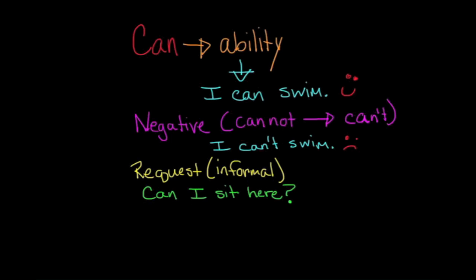One thing to note about can, or a hint about can, is the present form. So in the past, for past situations, we use could, which we're going to look at in our next lesson.